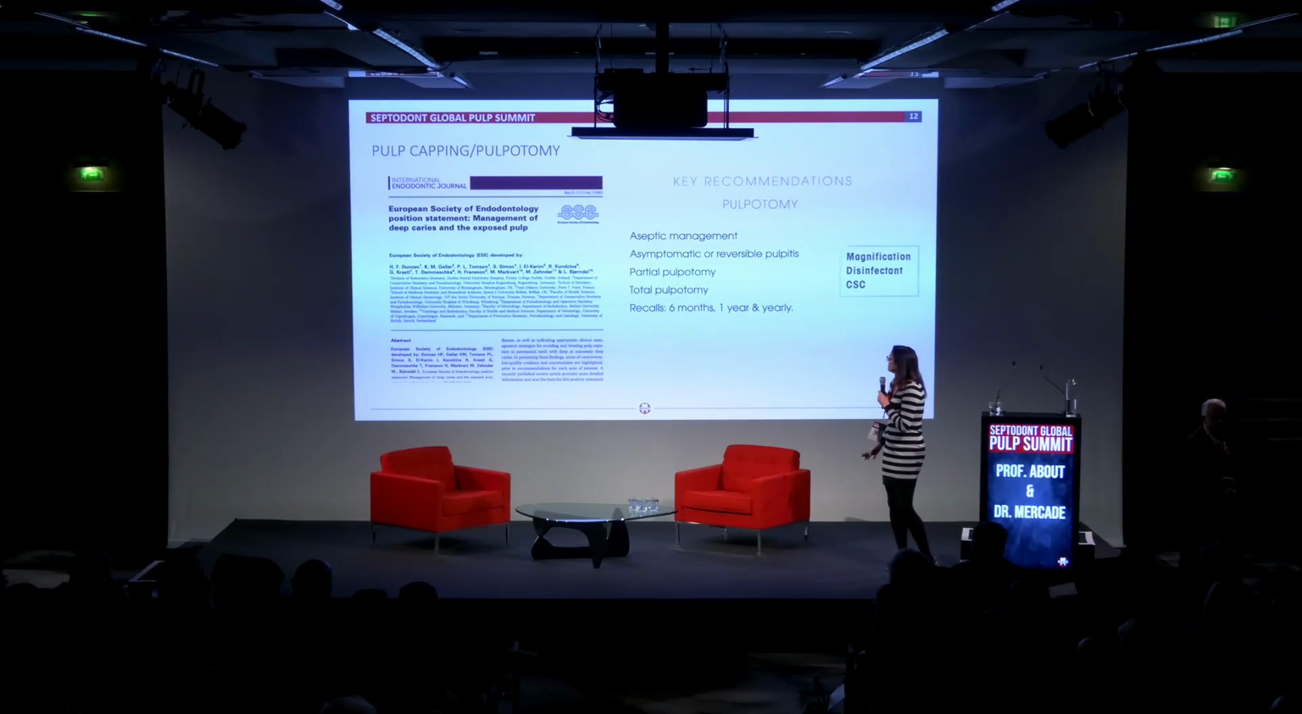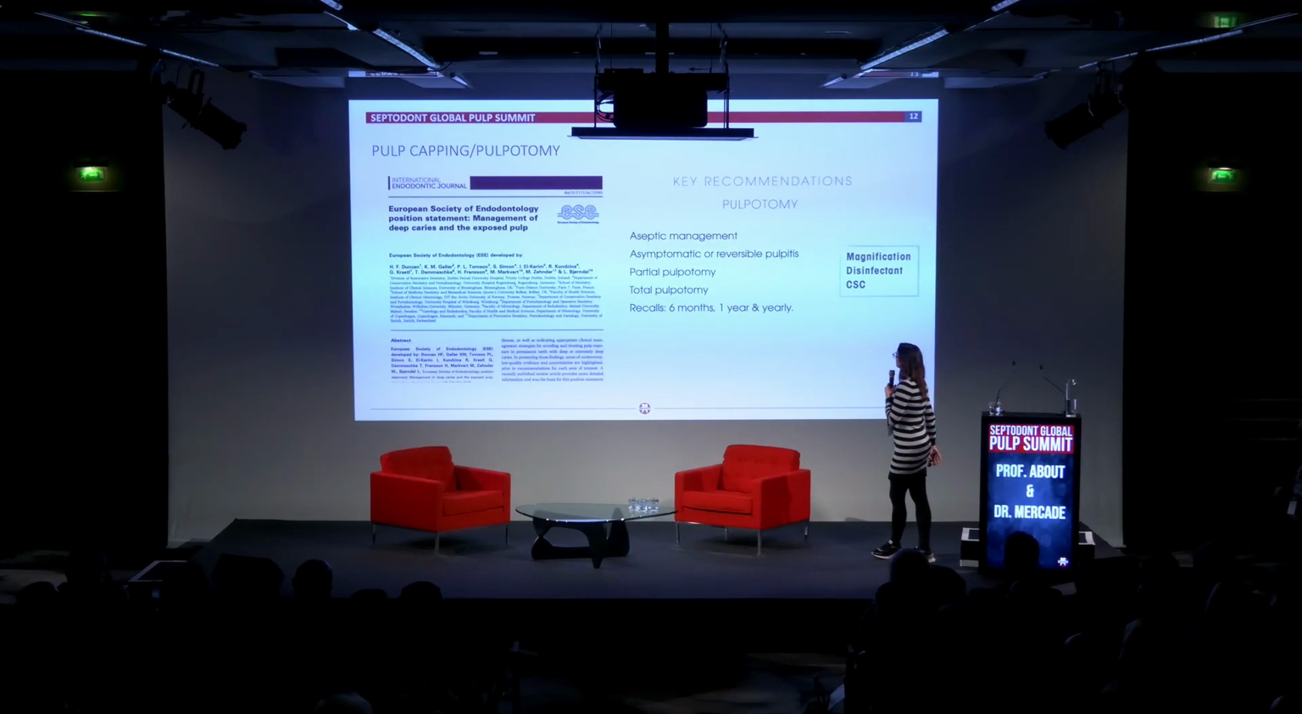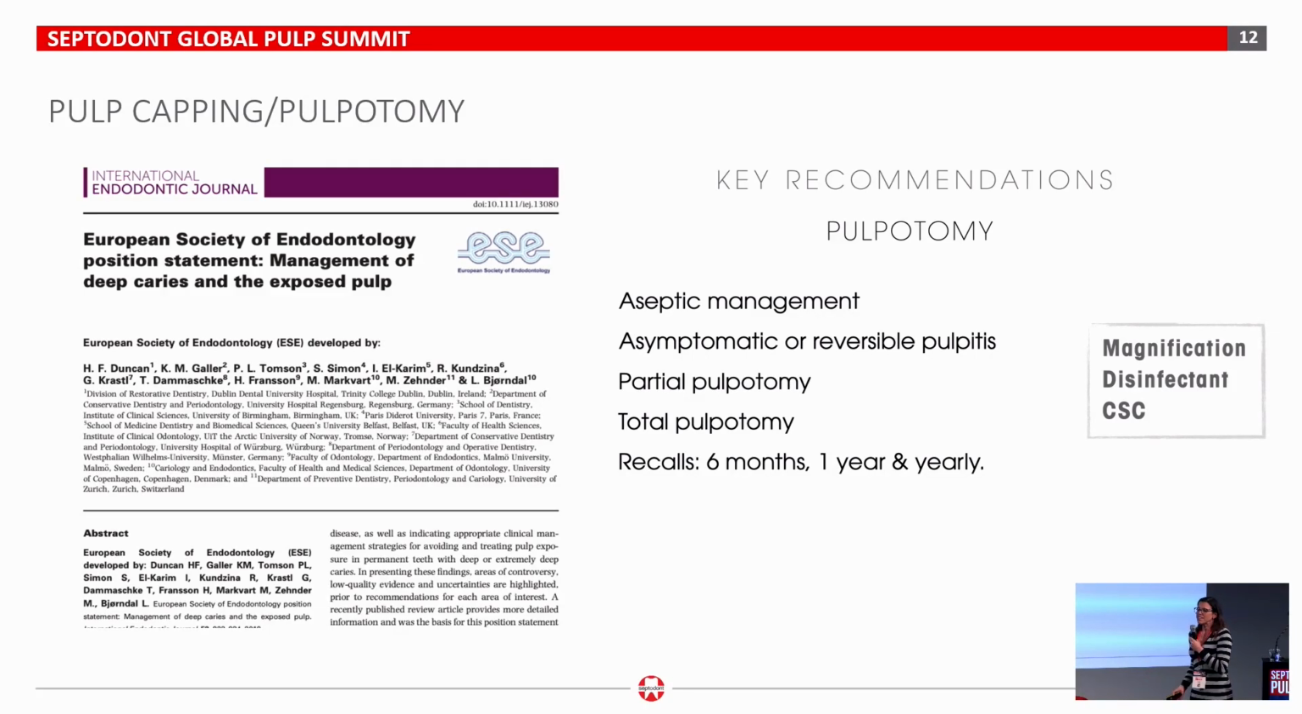Let's start with the key recommendations by the ESE. The first is to absolutely isolate with dental dam. They state that our teeth should have asymptomatic or reversible pulpitis. As I told, sometimes it's difficult to know if there is a reversible pulpitis or not. We can choose between partial pulpotomy or total pulpotomy, and we should follow our patients at 6 months, 1 year, and yearly after that.